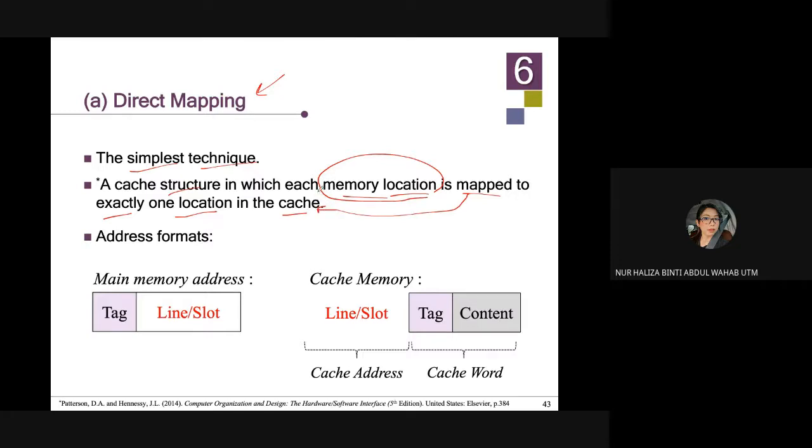So how about the format? Last time you already learned the memory format. Now you look into the cache format for direct mapping. Your main memory address will look like tag, and then you have a line slot. This one is if you are dealing with your main memory. But when you have the cache memory, this line slot will be in front.